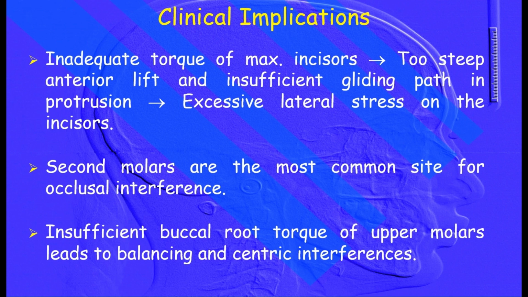Thus, if required, they should be included in the treatment and their interference should be checked before removal of the appliances. Insufficient buccal root torque of upper molars leads to balancing and centric interferences. Thus, care should be taken to achieve adequate buccal root torque for the maxillary molars. In other words, the palatal cusps of the molars should not be overhanging.